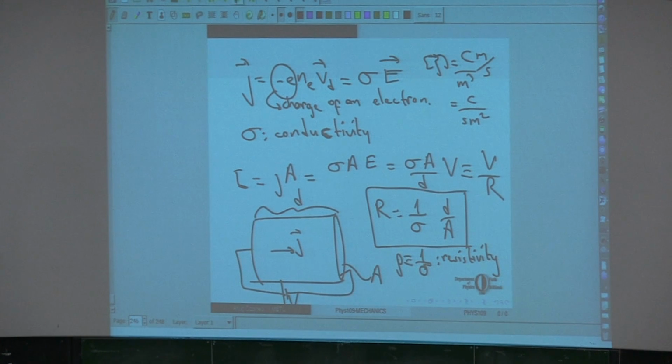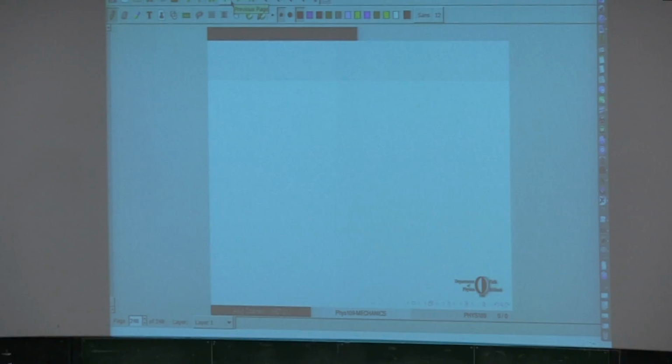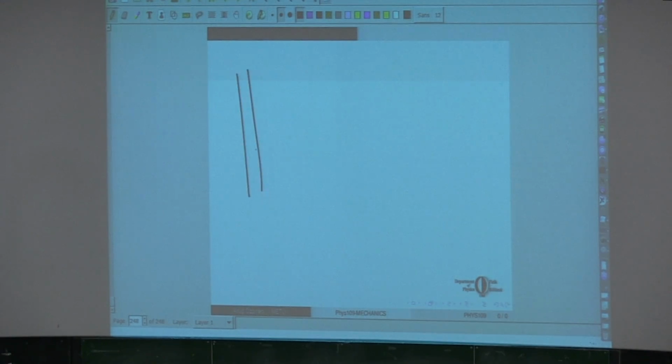So this is the question, if I understood it correctly. Let's just imagine we have this wire over here, and electrons are moving in one direction. There's a current running through it. And then we have another wire, there's another current running through it.